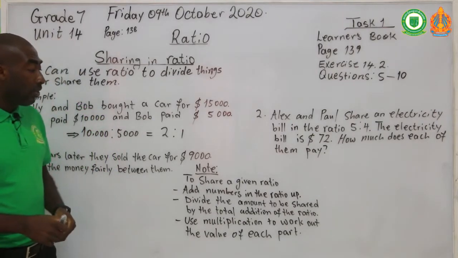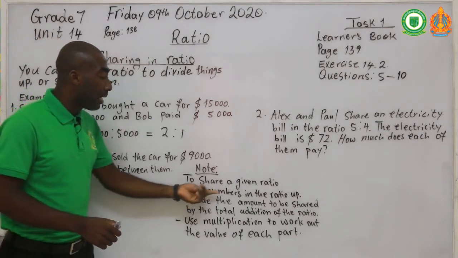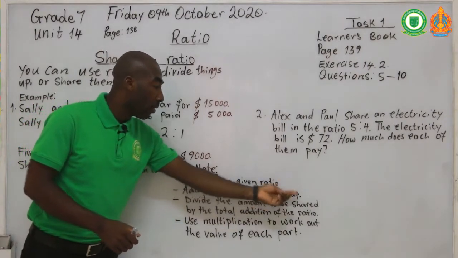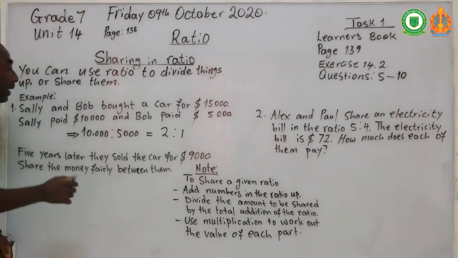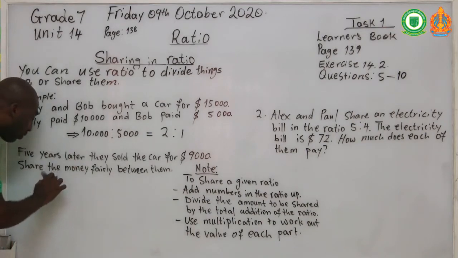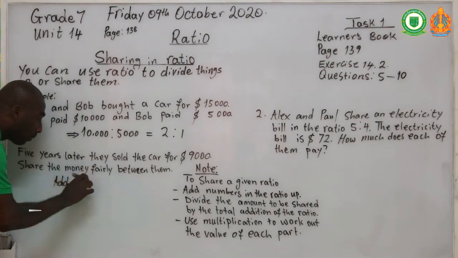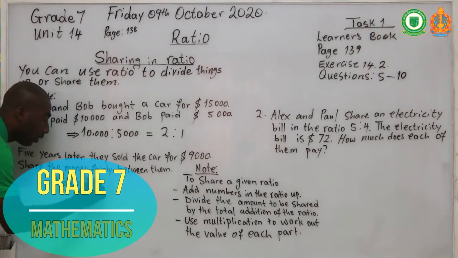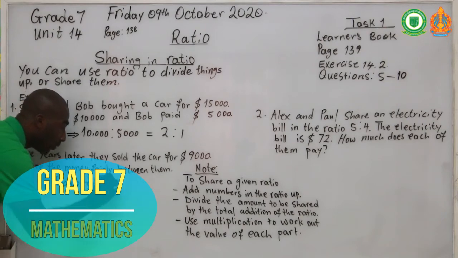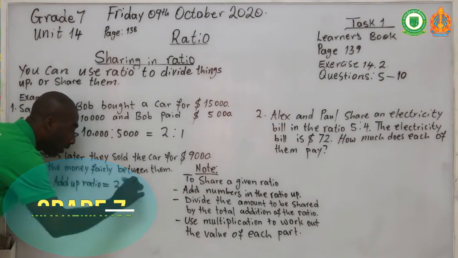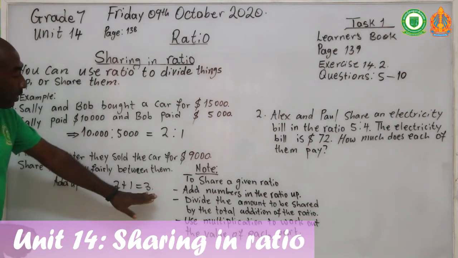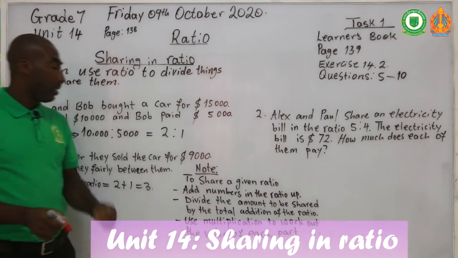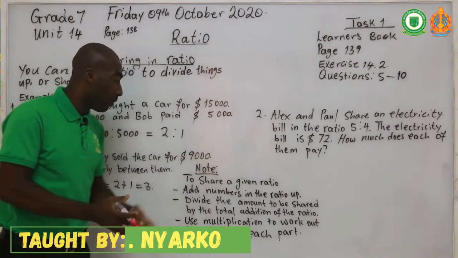The first thing that you have to note is that you have to add up the numbers in the ratio. Okay, so first we need to add up the numbers in the ratio, so that will be equal to 2 plus 1 equals 3. Okay, so we will get 3 parts or 3 total ratio.